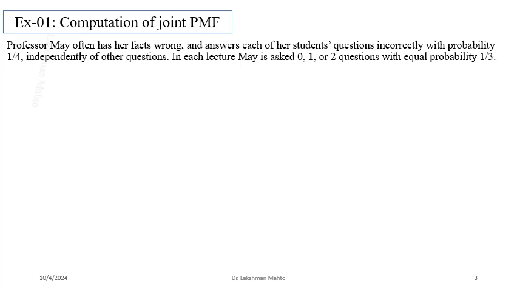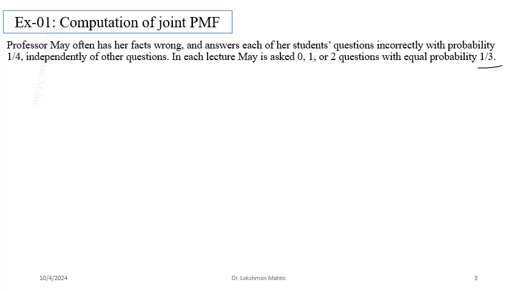So if you are asking different questions, it is not like the answer of the second question will have a relation with the first. It is not like that. Again, same thing. Okay. So in each lecture, Professor May asks either 0 questions, 1 question, or 2 questions with probability 1 by 3. What does it mean? With probability 1 by 3 means equal probability. That means a uniform discrete random variable.